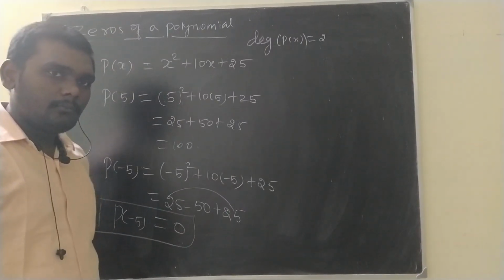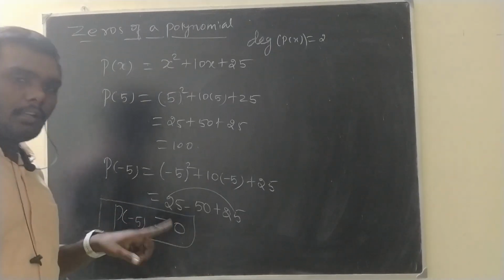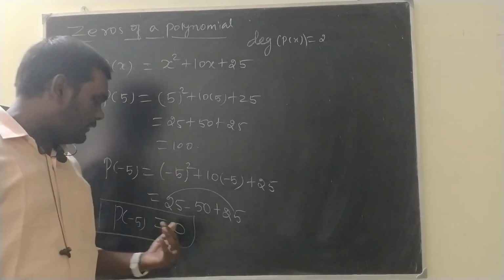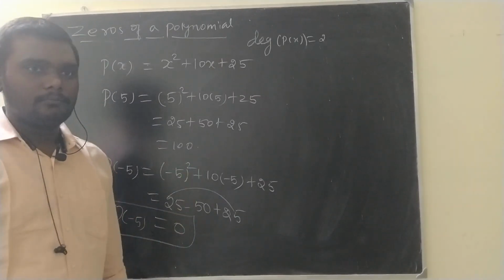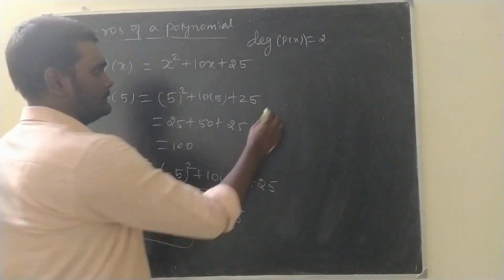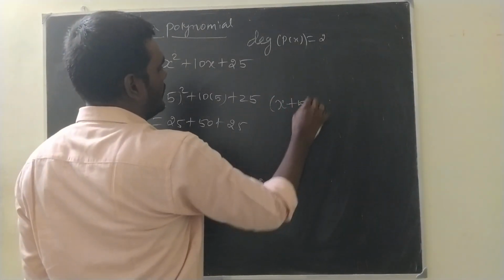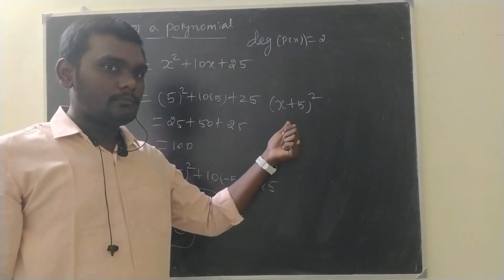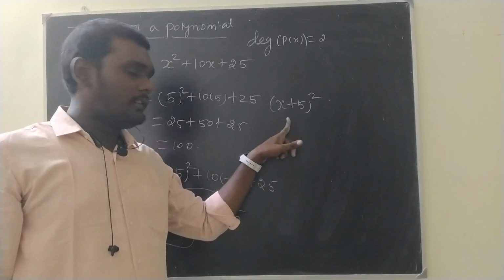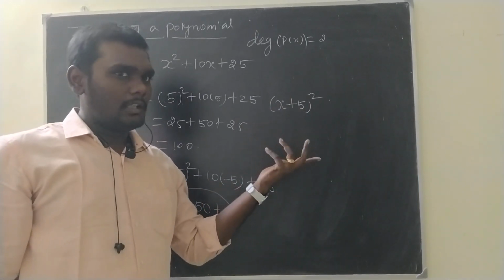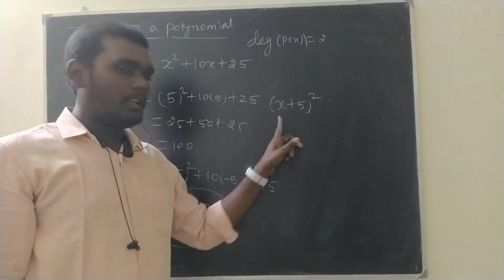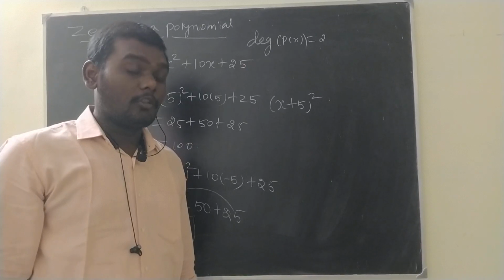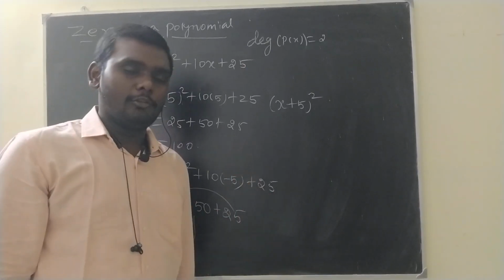Only 1 zero will be there, because except for minus 5, if you substitute any other value, this will not satisfy. Because the polynomial I gave can be written in this form, x plus 5 whole square. So, instead of minus 5, if you substitute any other value, it will not go to 0. It has only 1 zero. But we can say it is at most 2.